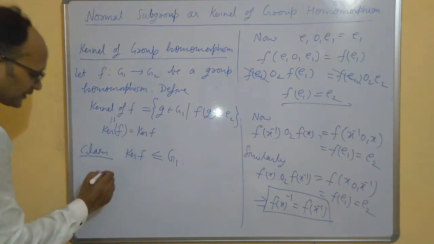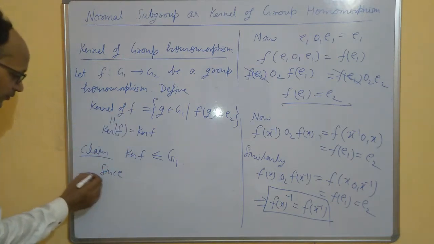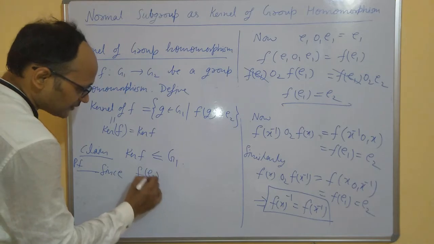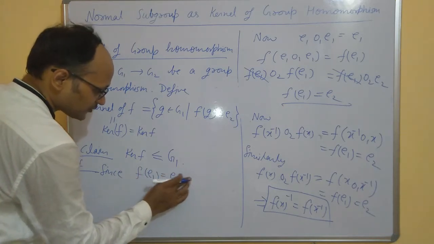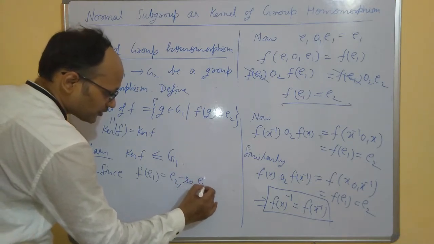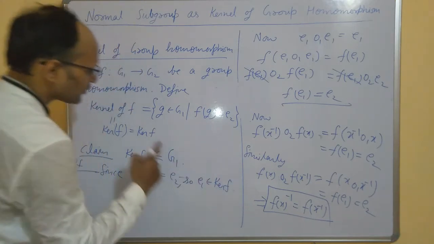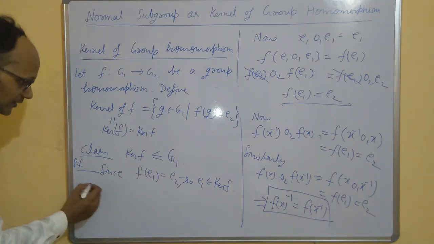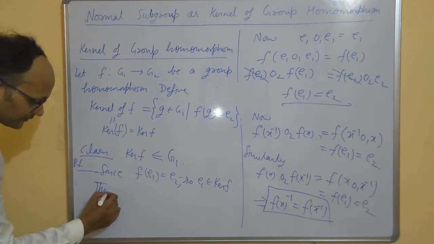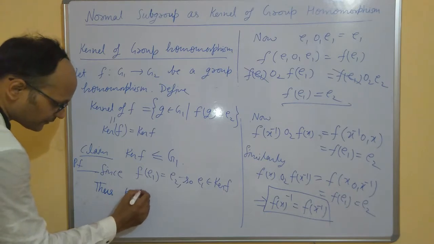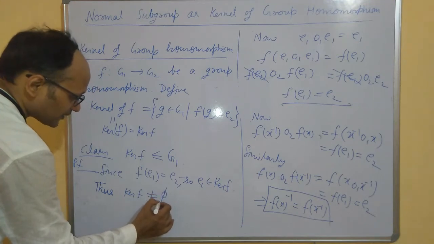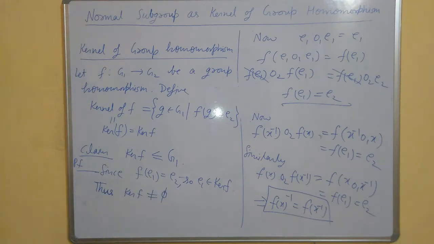So since this is the proof of the claim, let me prove the claim. Since f of E1 is equal to E2, this implies E1 belongs to kernel of f, because kernel f consists of those elements whose image is E2. So thus this kernel f is not equal to phi. This is a non-empty subset. So for showing subgroup, the first step is to show that it is a non-empty subset.